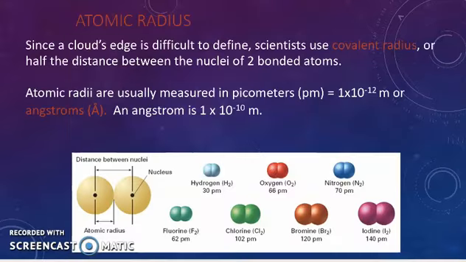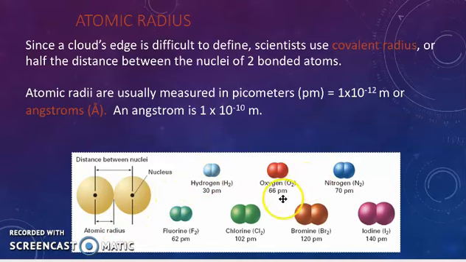So first we have your atomic radius. Since the cloud's edge, where the electrons are at the end, is difficult to define, what scientists actually use instead of the actual atomic radius, and remember, radius is from the center to the outside of a circle, is a covalent radius. They just take half the distance between the nuclei of two bonded atoms. So they'll see when that atom is bonded to another one of itself, they measure the distance between the nuclei because that's easier for them to locate specifically, and then they cut that in half to find the atomic radius.